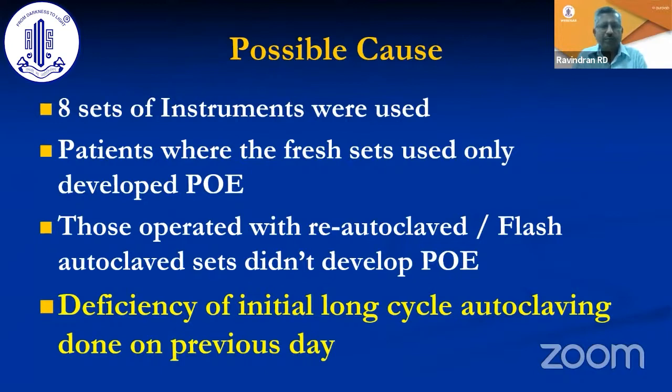Then the 5th case was operated with a set of the same instruments, but they were autoclaved. They underwent flash autoclaving, and it was in the same trolley. The trolley was not changed, but only the instruments were autoclaved and brought back, and they were used. And that particular patient did not develop it. Then subsequently, the next 4 cases were operated with the instruments that were meant for SICS. So there was some deficiency in the long cycle autoclaving that was done on the previous day. So that was the clue.